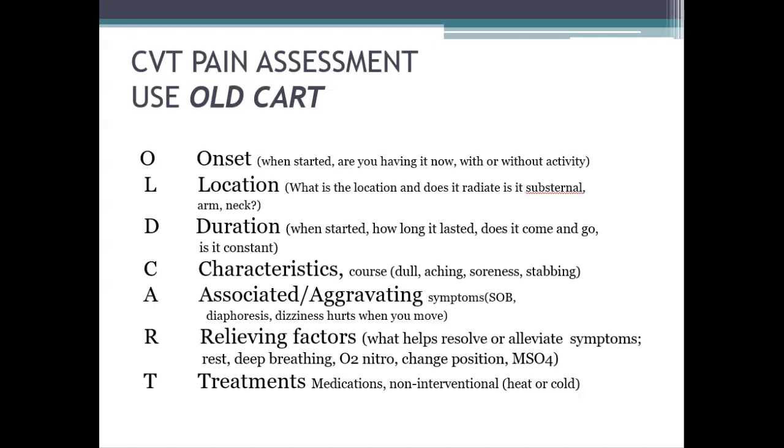C, characteristics. Is the pain dull? Is it aching? Is it more of a soreness? Is it a stabbing feeling? A, associated aggravating symptoms. Shortness of breath or SOB, diaphoresis or being very sweaty, dizziness, hurts when you move. R for relieving factors. What helps resolve or alleviate the symptoms? Simply resting, taking a few deep breaths, some oxygen, a few nitroglycerin tablets, changing your position from lying down to sitting up, or simply morphine to numb the pain. T for treatments, medications, non-interventional, heat or cold. If you pull a muscle or you have a strained muscle, sometimes heat or ice can help.